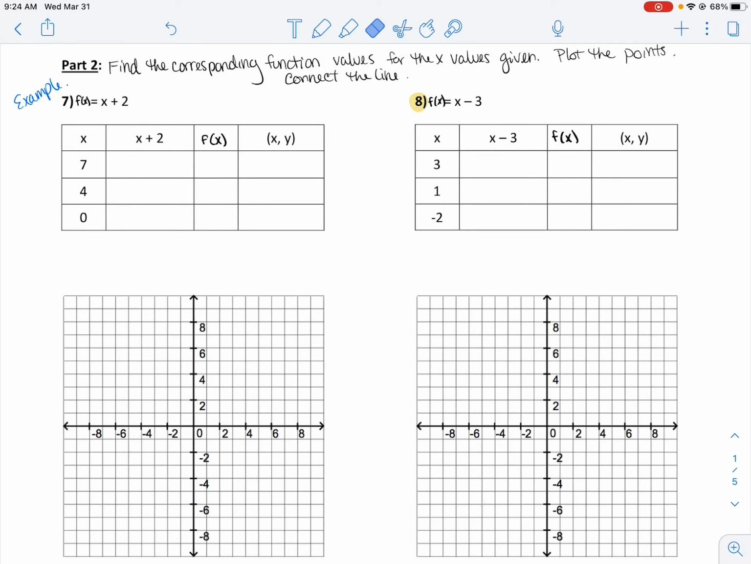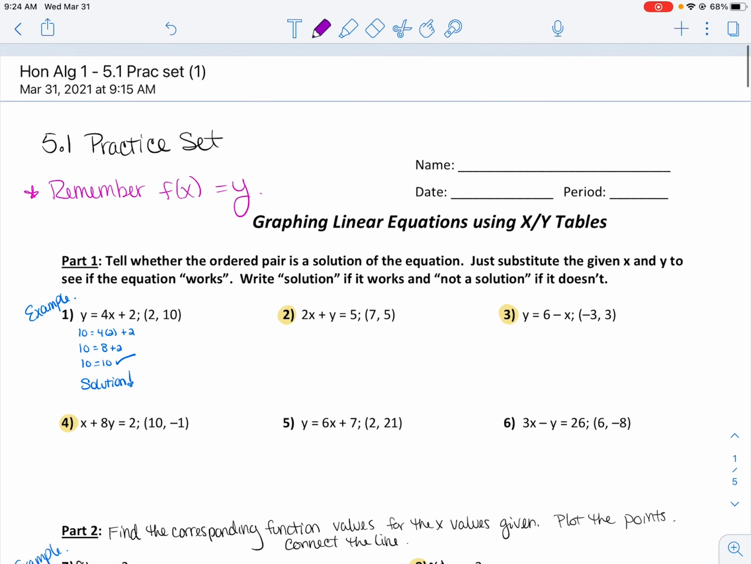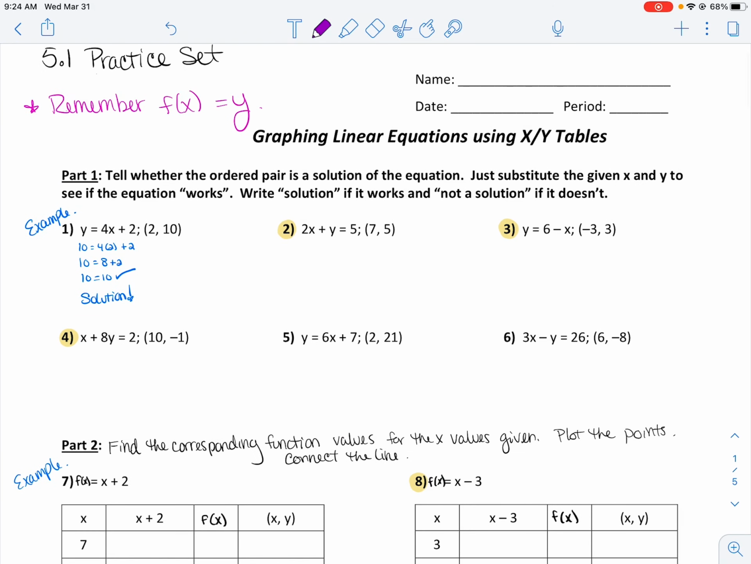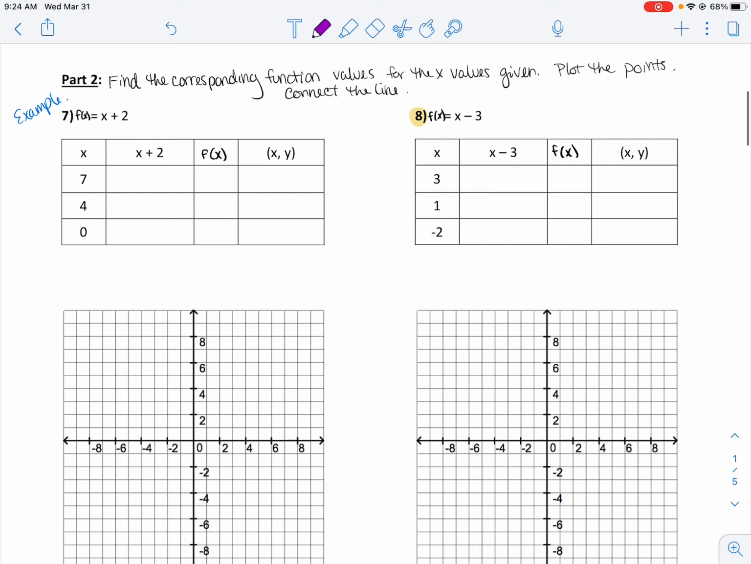I'm just going to do like a 2-minute video to show you how to complete these problems using the same function notation we've been working on. So if you look at the 5.1 practice set, at the beginning you're determining whether or not something is a solution, so there's a nice example up there for you. I'm going to jump down to part 2.